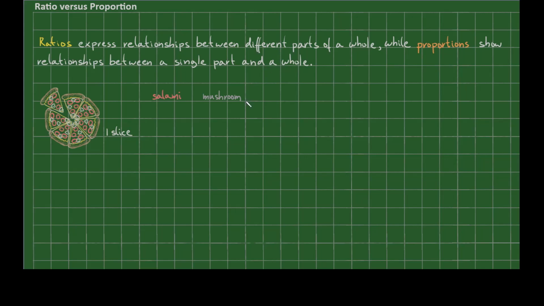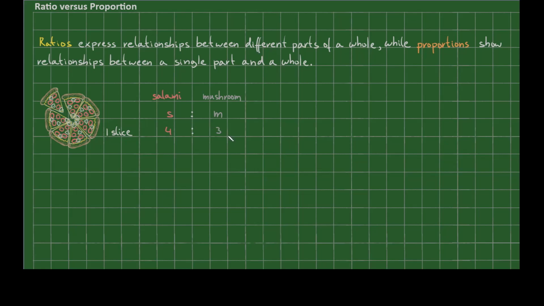So, in this example, I'm going to look at the ratio of salami pieces to mushroom pieces on a single slice of pizza. This salami to mushroom ratio can be expressed as S, standing for salami, to M, standing for mushroom. On a single slice of pizza, there are 4 salami pieces and 3 pieces of mushroom. So the ratio of salami to mushroom is 4:3.